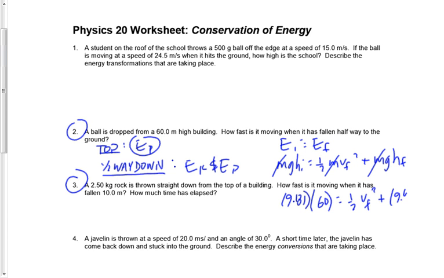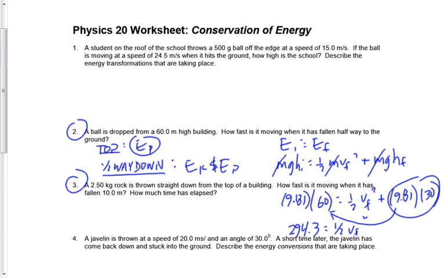9.81 times, what's the final height? What's the height halfway down, Peyton? Good, it's 30 meters. 9.81 times 60, I think, is 588 point something. Take 9.81 times 30 over to the other side by subtracting, and I'm going to end up on the left side with 294.3 equals 1/2 VF squared. 9.81 times 60 minus 9.81 times 30 gives me 294.3.